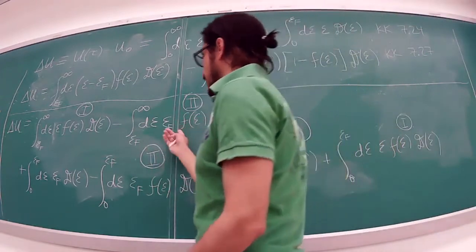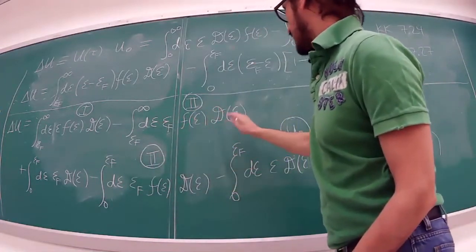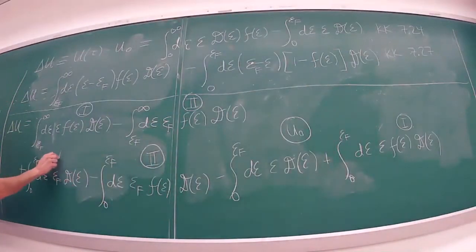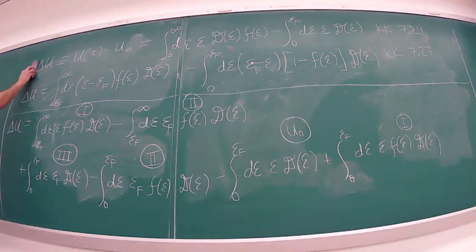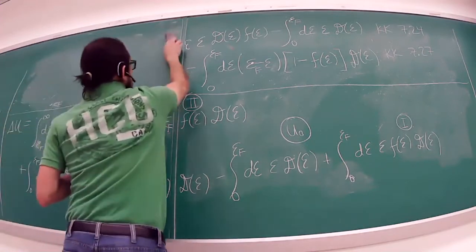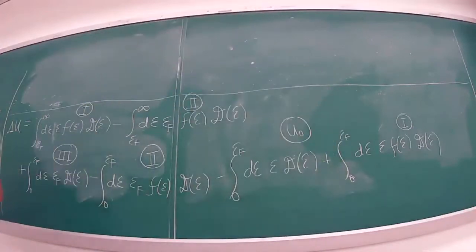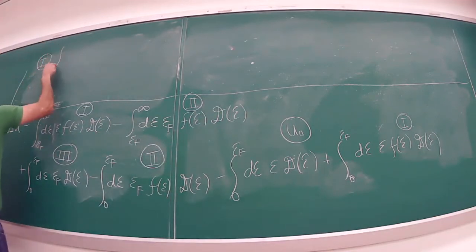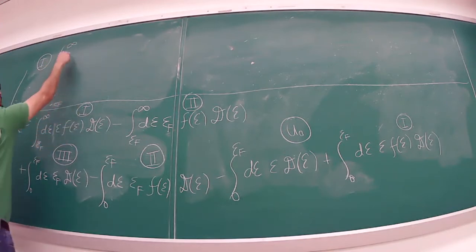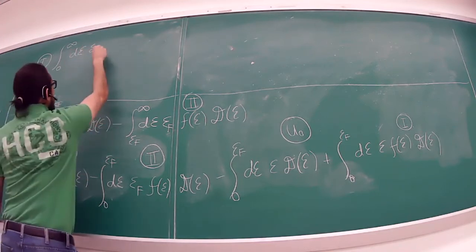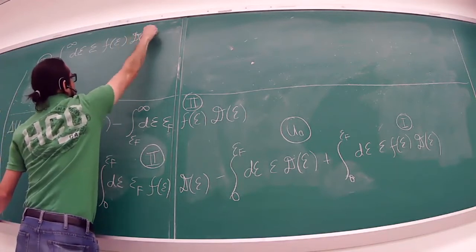This is the Fermi energy, so it's a constant. So we'll actually take it out of the integral. We have dE. And this one I'm going to call Roman numeral three. We see that it is the same thing that we have up there. So if we put the Roman numeral ones together, we get that one.